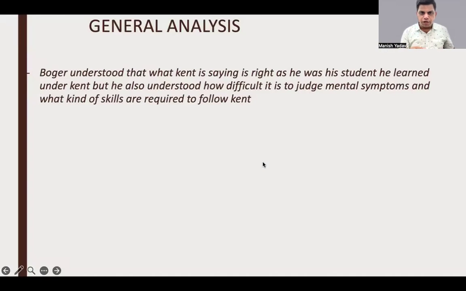So Boger understood what Kent is saying is right. As he was a student, he learned under Kent, but he also understood how difficult it is to judge the mental symptoms and what kinds of skills are required to follow Kent. So he is not saying that Kent was wrong.